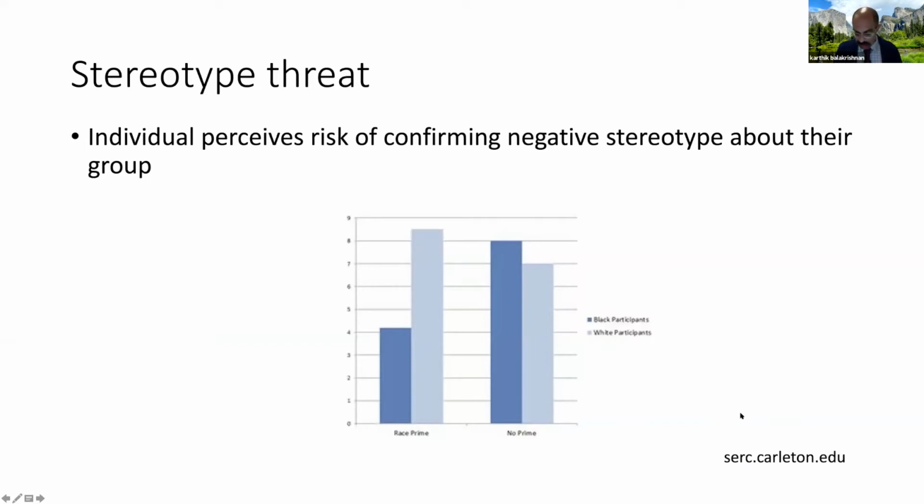And in the right column, where it says no prime, this was when they just simply did the task. And the Black children did just as well, if not a little bit better than the white children. In the left column, we see what happens when the Black children were primed with a stereotype threat. So before they did the cognitive task, they were told that this particular task is more difficult for Black people. And guess what happened? They did worse. We're going to come back to this concept later in the talk, so please keep that in mind.